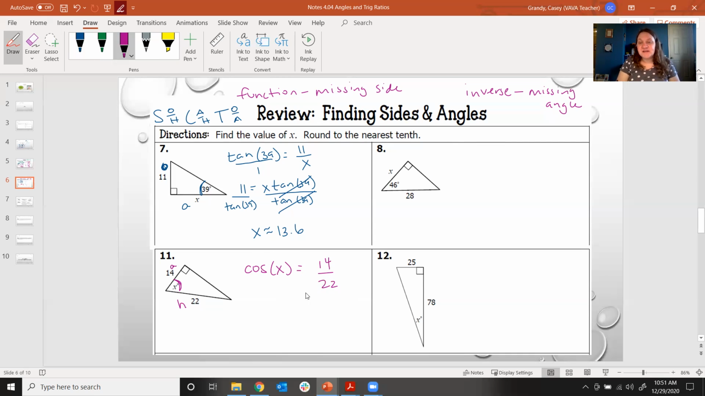I know I'm going to have to use an inverse because I have a missing angle. So I'm going to flip-flop my ratio and my angle. Put the angle out here and the ratio in the parentheses. And when I invert those, I'm using an inverse. So in my calculator, I will type cosine inverse of 14 over 22. That is 50.5.